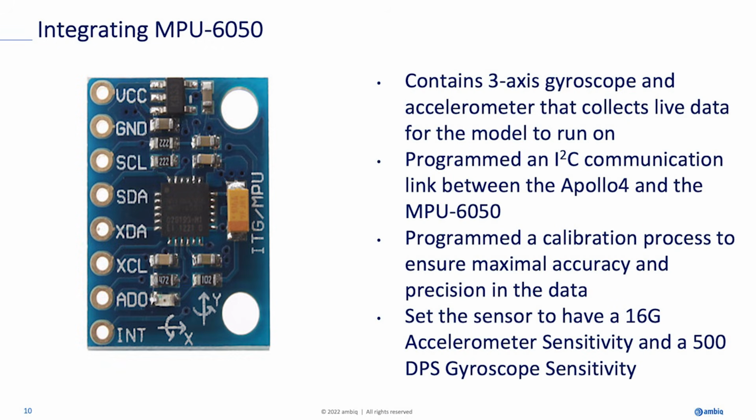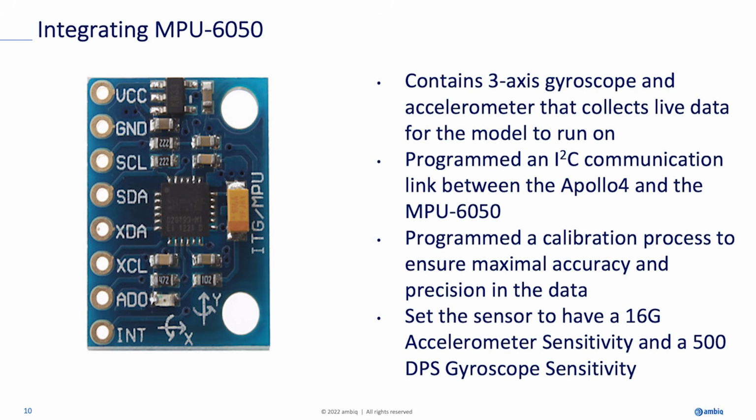So that's a good overview of how that process works. The next step we took was integrating a good sensor so we can get data to run the model on. The sensor we chose was the MPU 6050, and it contains a 3-axis gyroscope and a 3-axis accelerometer, so exactly the type of data that we needed. We were able to program an I2C communication link between the Apollo 4 and the MPU, and also program the calibration process so we can ensure maximal accuracy and precision in the data we were receiving.